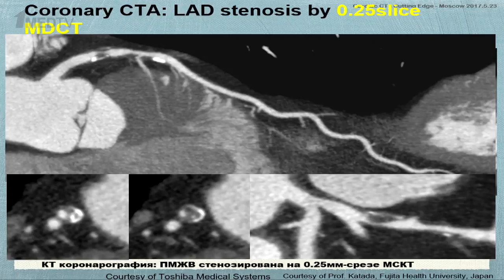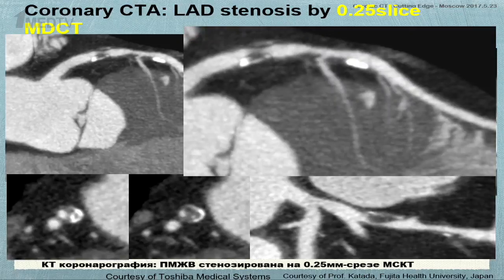You can see the anterior wall septal branches so clearly, as well as the stenosis in the LAD territory. You can see the short axis so nicely. So septal branches you can see when you use the high resolution CT in the very near future, I hope.